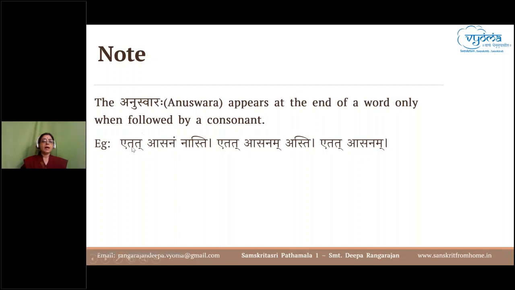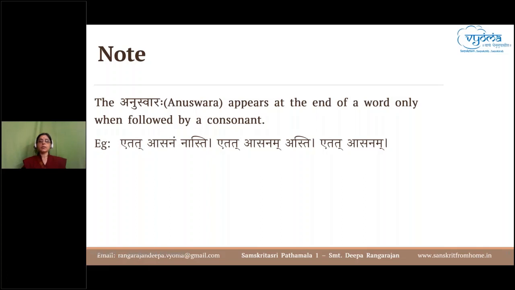For instance, I have given you 3 sentences. Etat asanam nasti. This is not a chair. There is a nakara immediately following, so that is why it has become an anuswara. Whereas in this sentence, etat asanam asti, akara is a vowel, so we have to write makara at the end. Etat asanam. We are not going to say anything beyond that. Etat asanam. In that case also, at the end of the sentence, it should only be a makara. Only when a consonant follows will we write an anuswara at the end.